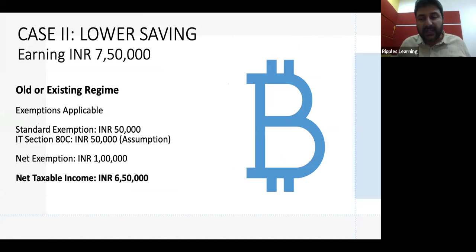Please understand, we are doing an assumption that let's say in PF X amount goes in, or Y amount goes. The net saving per annum is 50,000 under IT section 80C, plus there is a standard deduction of 50,000. So what is the net exemption being claimed by this individual who is earning 7,50,000? The net exemption claimed is rupees 1 lakh, right? So what is the net taxable income now? The net taxable income is 6,50,000. So his earnings are 7,50,000. 1 lakh is getting exempted. So his net taxable income now is 6,50,000 rupees.